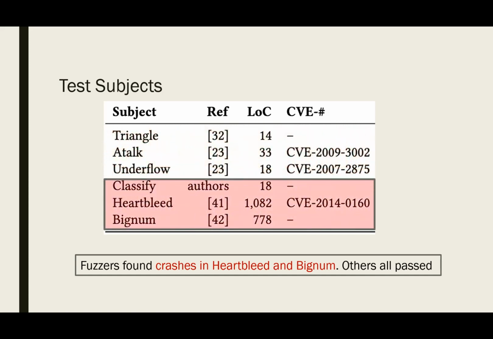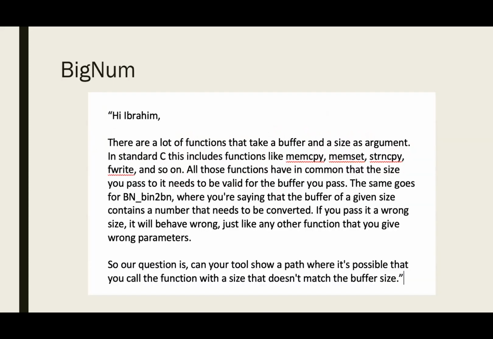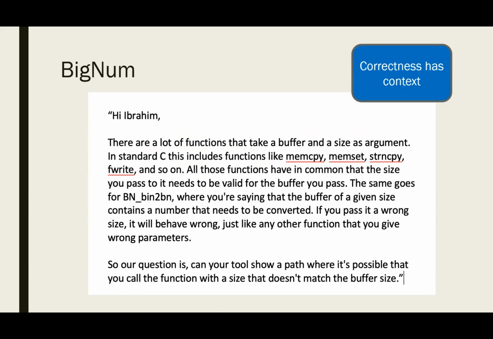When you're dealing in security, we wanted to send this to a conference, and we figured we better just check with the developers of OpenSSL. So Ibrahim sent them a nice email and said, hey, we found this in Big Num. We want to report it. Can you let us know if it's okay? And we got back this response, basically, which says that correctness has context.